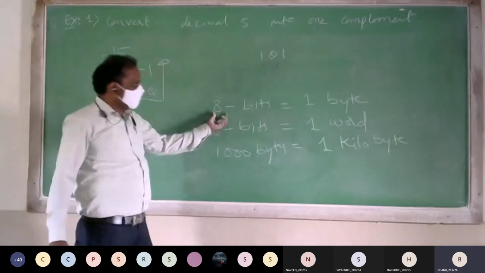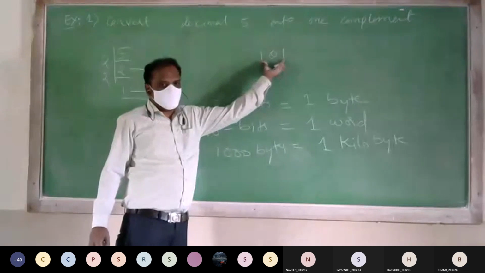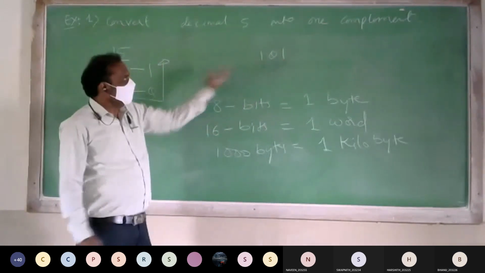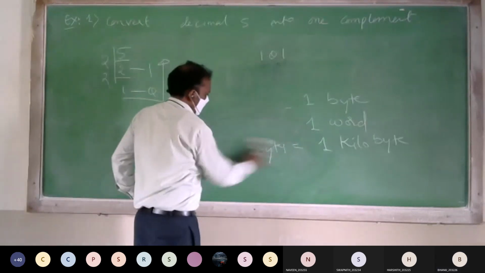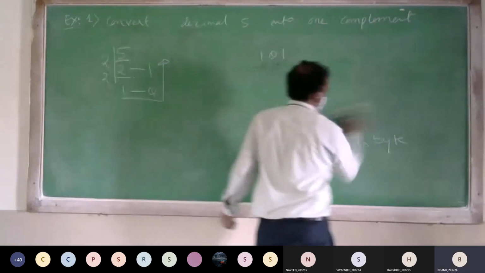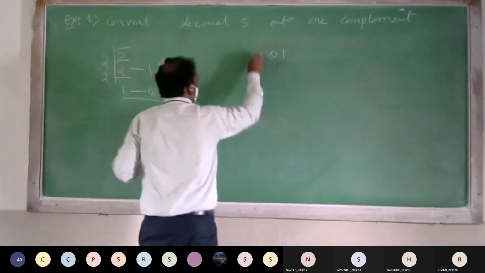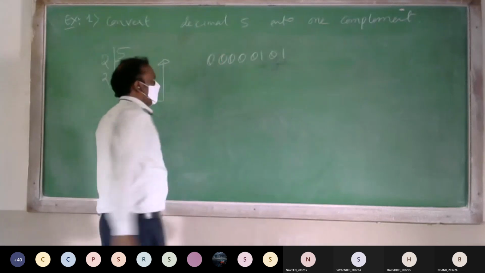Now for type, we consider that a byte means 8 bits. Here I have written only 3 bits, so I will make it 8 bits by adding zeros before. 0, 0, 0, 0, 0.